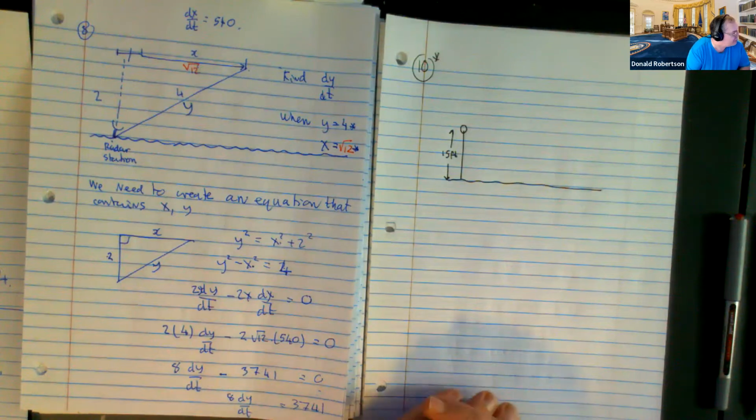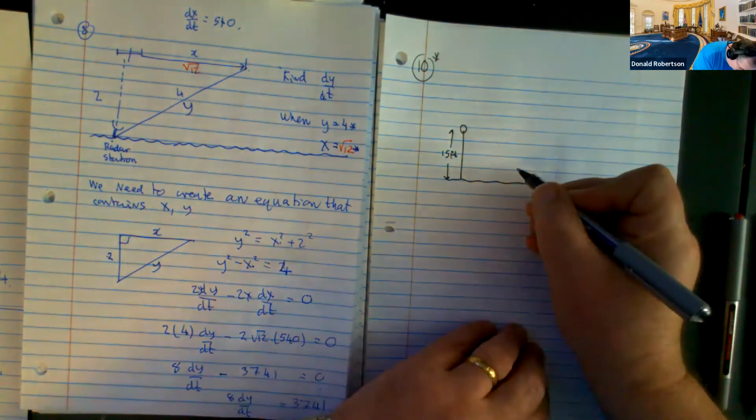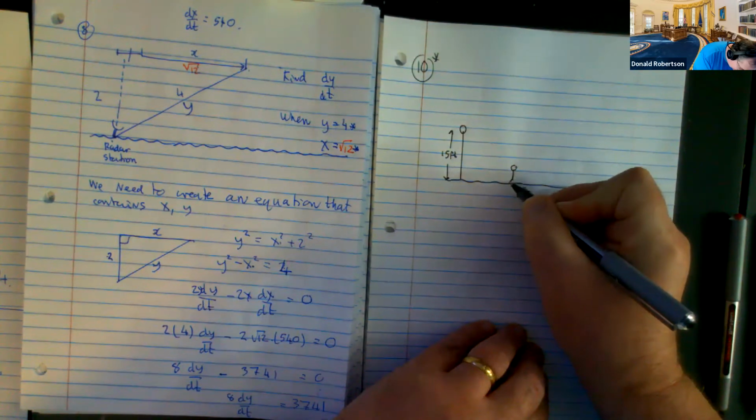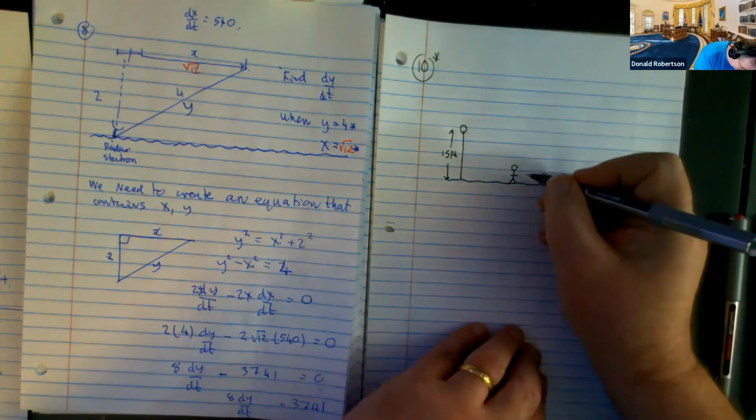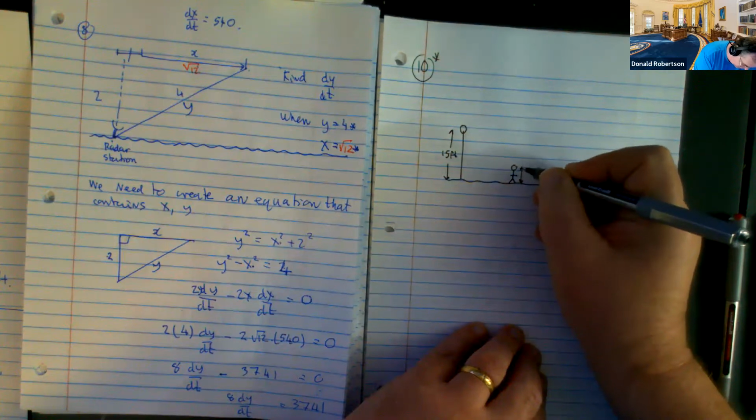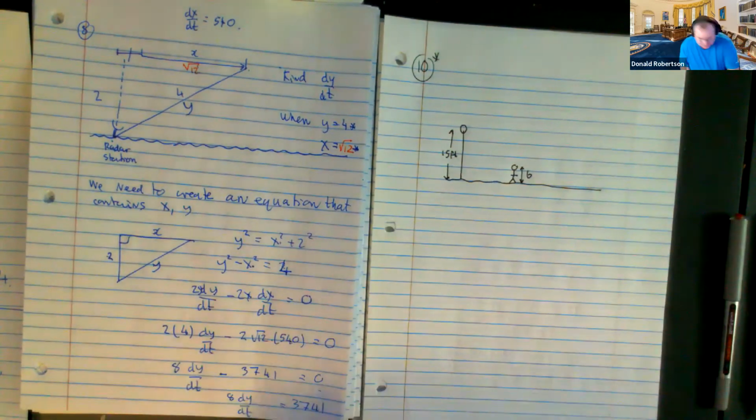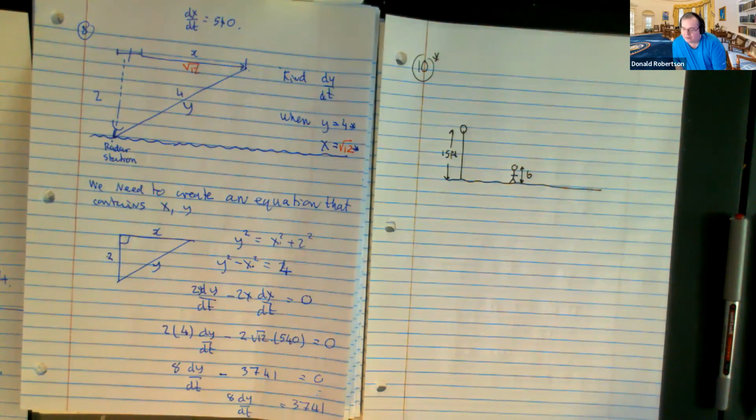A man, 6 foot tall, is walking away from the pole. So I'm going to do my little guy, and he's here. And this guy is also a fixed height. Would you agree he is 6 foot? And he's going to be 6 foot in 10 seconds from now.